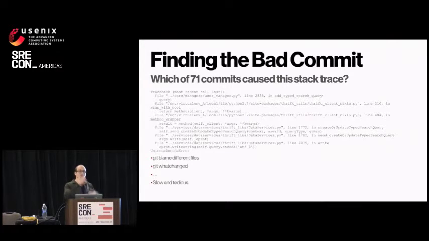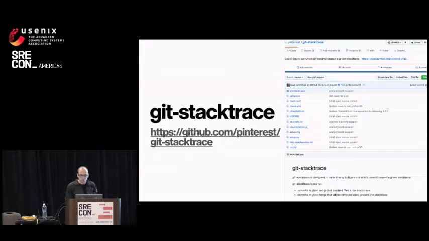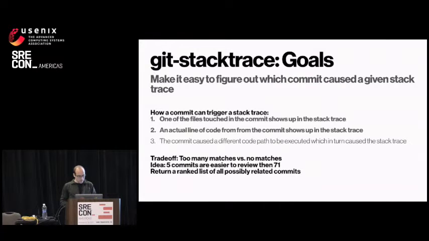As the stack trace gets taller and taller with more and more files involved, it gets harder and harder to do this manually. This takes a few minutes for us when done manually, and the goal is to see how fast we can make this whole process and ideally automate it. So to solve this, we wrote a tool called Git Stack Trace, up on GitHub, open source, and patches welcome. The goal is to make it as easy as possible to figure out which commit caused a given stack trace.